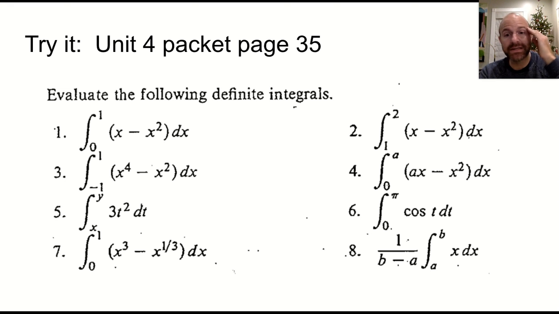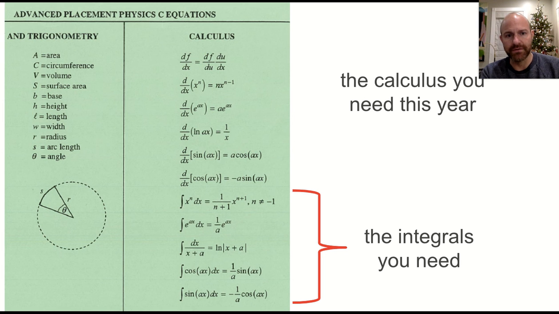So there's a bunch more practice here. And again, I would recommend that you practice as much as you need to get comfortable with this. We will do the specifics of how we use it in terms of work and energy and center of mass and all that. But you want to be able to compute these yourself.